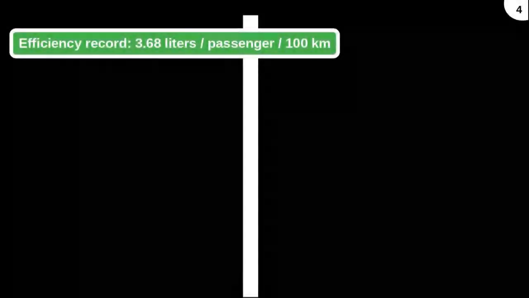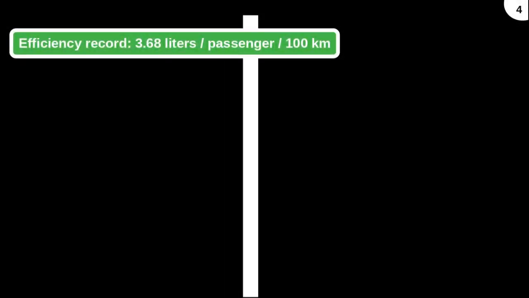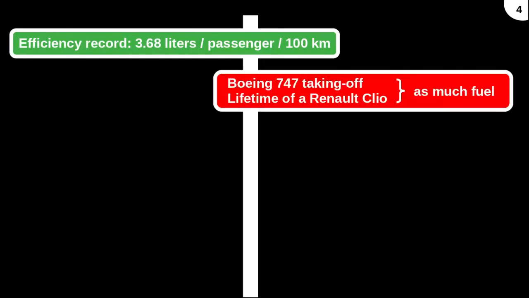If you are looking for information about air travel, you can read 3.68 liters per passenger per 100 kilometers, and that sounds good because a small car consumes 3 to 4 liters of fuel for 100 kilometers. But if you imagine that an aircraft which takes off burns as much fuel as your car will ever burn, it doesn't sound so good.